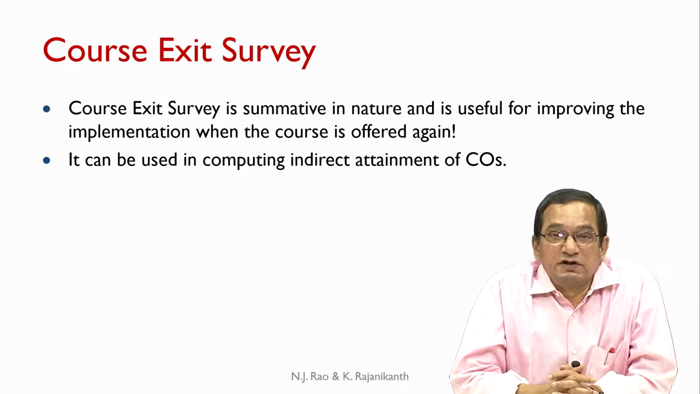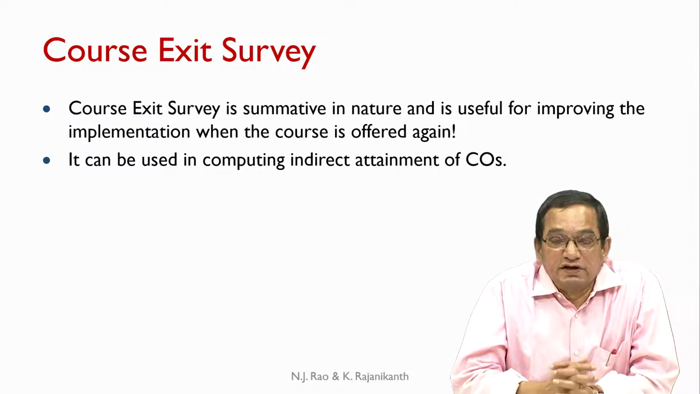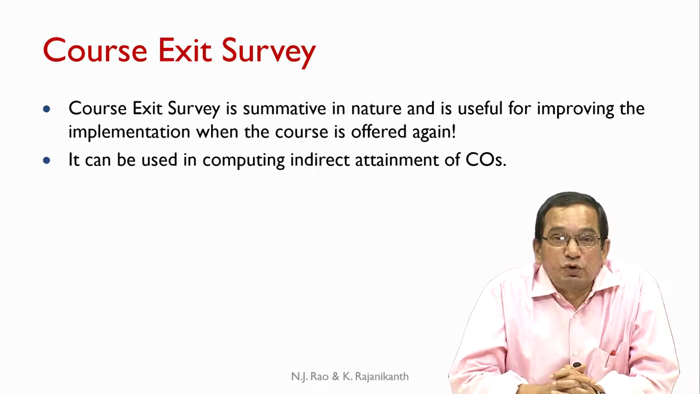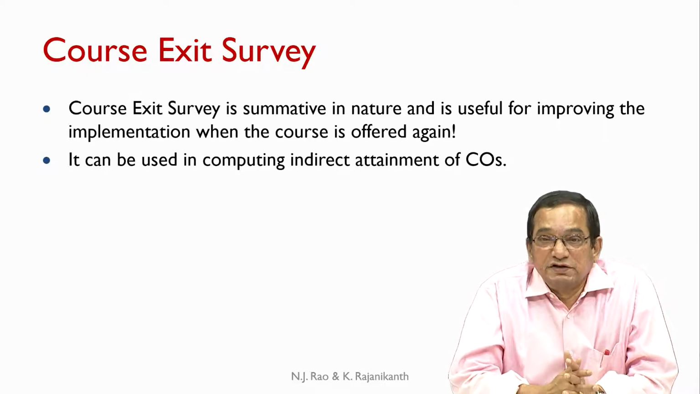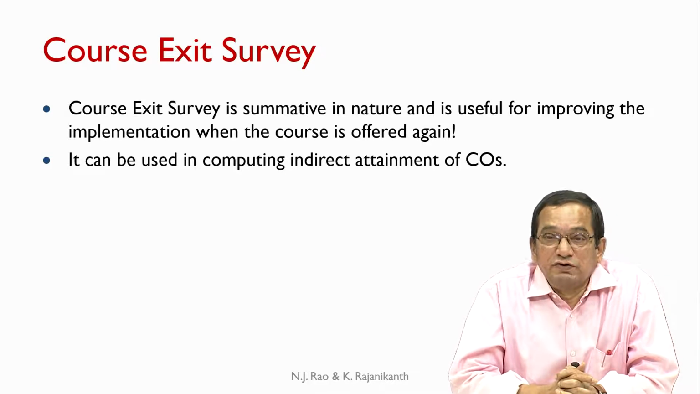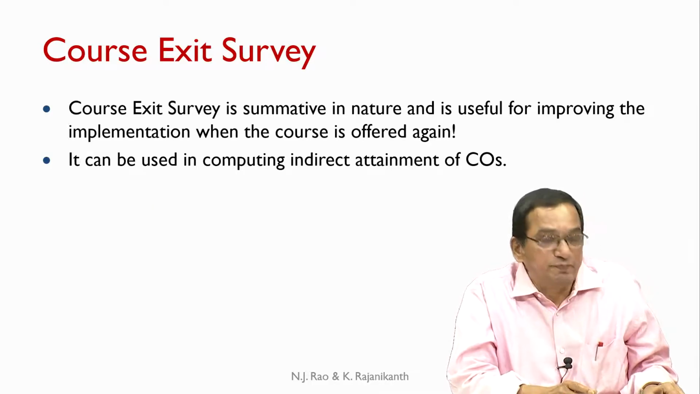One of the important ones is the course exit survey. As I mentioned, we will discuss this in greater detail in the next unit. This is summative in nature and is quite useful for improving the implementation when the course is offered again. The students provide this data, and this can be used in computing indirect attainment of COs also. Thus, the data from the course exit survey provides inputs for improving the implementation, as well as data for the computation of indirect attainment of COs.